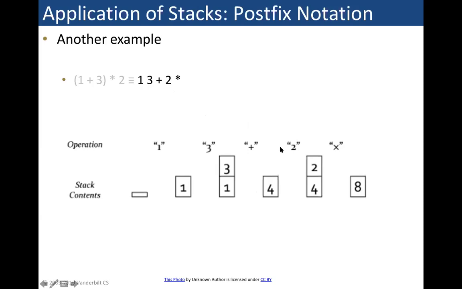We come to the 2, push it on top of the stack. We come to the multiplication operator. Last, we grab the top 2 items. We apply the multiplication operator, and we push the result back on the stack. And so that 8 would be the result of the entire evaluation process.